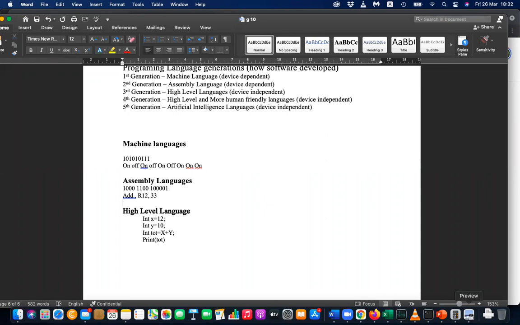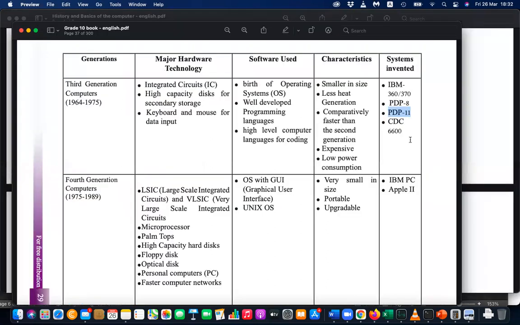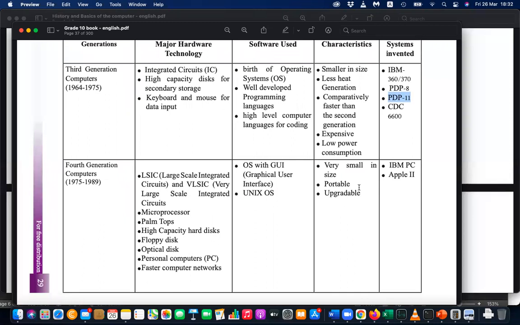Then in the second generation onwards, third generation onwards, the monitor was popular, and the monitor has become the primary output. Monitor has become the primary output from the second generation onward. Then in the third generation onward, LSI and VLSI circuits were used, large-scale integration and very large-scale integration, and floppy disks, CDs, DVDs.